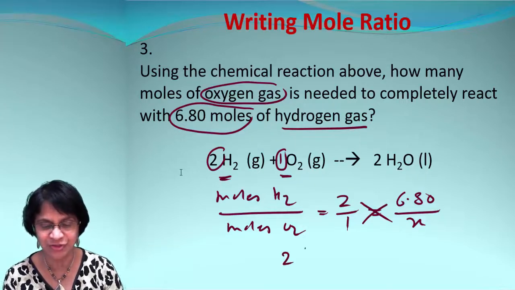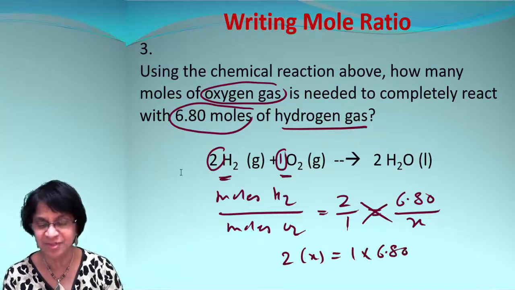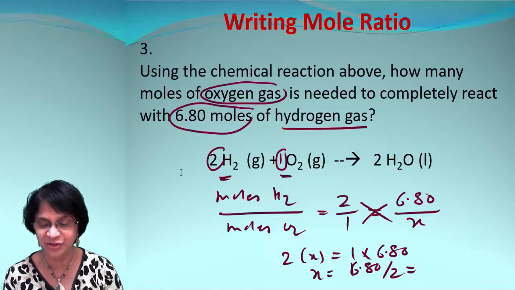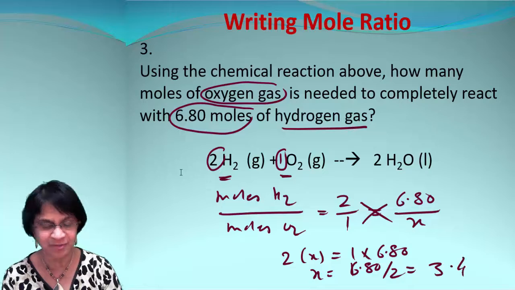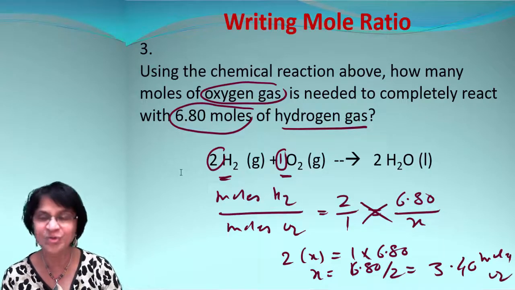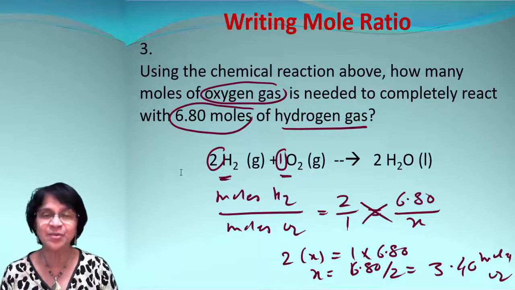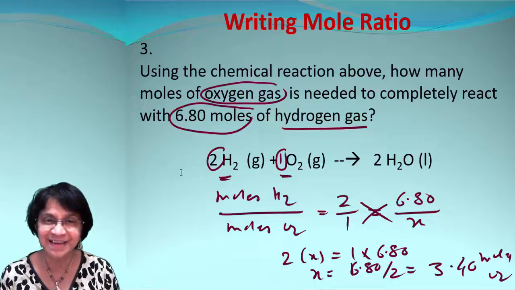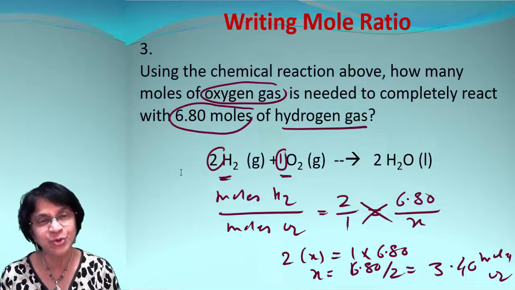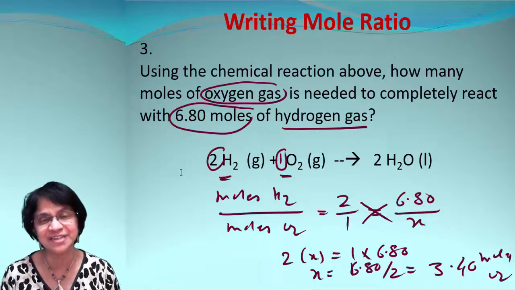Simplify that. You get 2 times X is equal to 1 times 6.80. So X will be 6.80 divided by 2, and that should come to 3.40 moles of oxygen. So did you realize that by just having a balanced reaction and taking the mole ratio, you can make an easy conversion and find out the other moles?